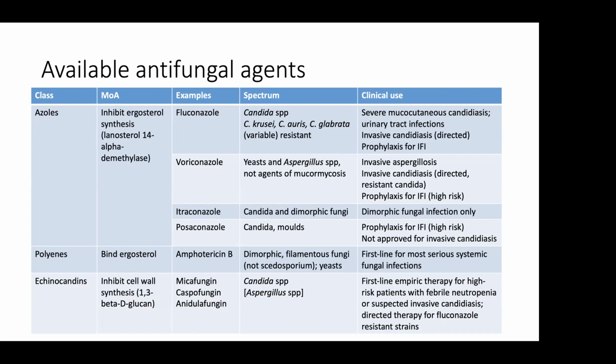It's got excellent broad cover against molds and yeasts. And it is the preferred agent for prophylaxis in high-risk patients because of the favorable PK and tolerability. But we don't have access, at least to the form that we would want, which is the capsule form that has reliable PK. Polyenes, amphotericin B, inhibit cell wall synthesis by binding ergosterol.